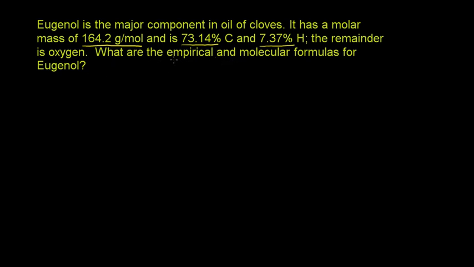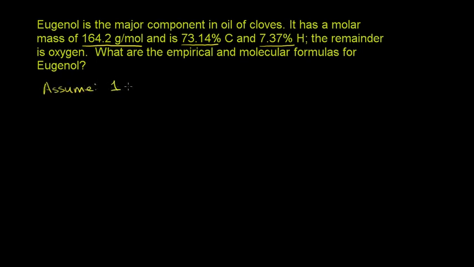And just as a refresher, empirical formula is the simplest ratio of the atoms in the molecule, and we'll see that in a second. And the molecular formula is the actual number of atoms in the molecule. So let's see if we can figure this out. The first piece of information they gave us is that the molar mass of eugenol is 164.2 grams per mole.